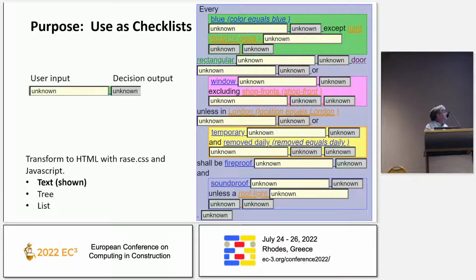The second purpose is checklists. Checklists is the way compliance checking is done at the moment. So actually we can transform that document to have input fields in it and output fields in it, and the user can fill in the results. And this is generated automatically, and as you answer the questions, it tells you whether you're heading towards compliance or non-compliance, or whether you're still in an unknown state. And we can present that as text, as here, or as a tree, or a list, and so on.